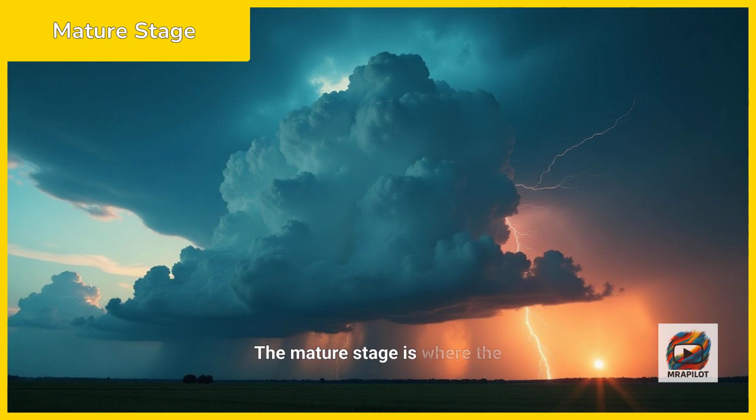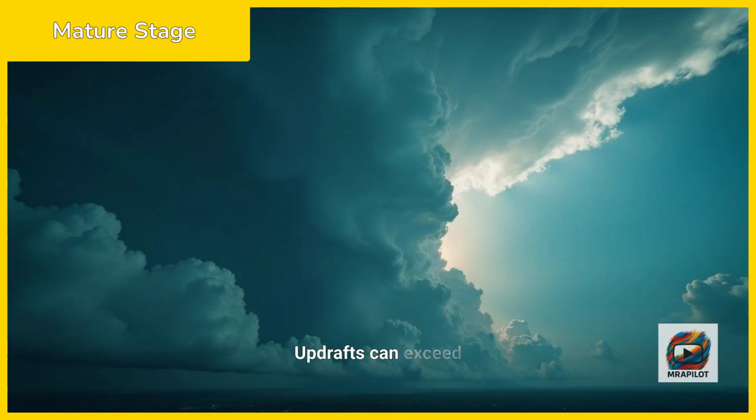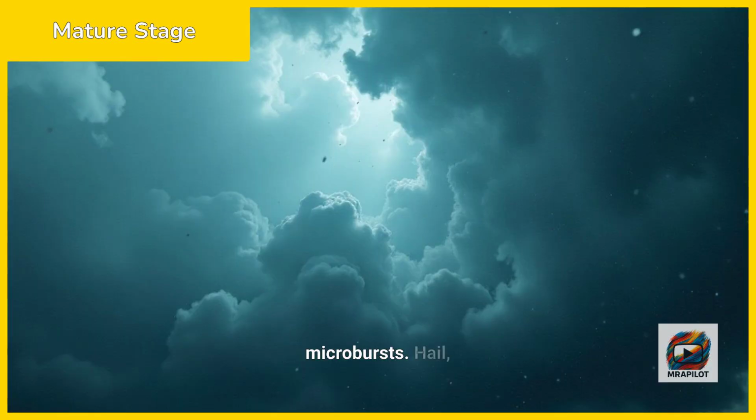The mature stage is where the danger lies. Updrafts can exceed 6,000 feet per minute. Downdrafts can cause microbursts. Hail, wind shear, and severe turbulence are common. Pilots must avoid storms in this phase completely.